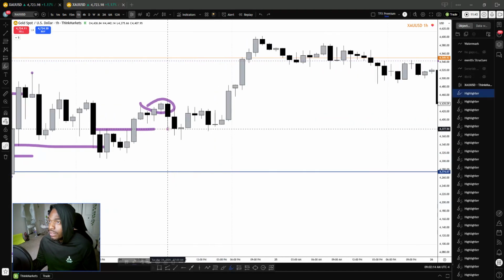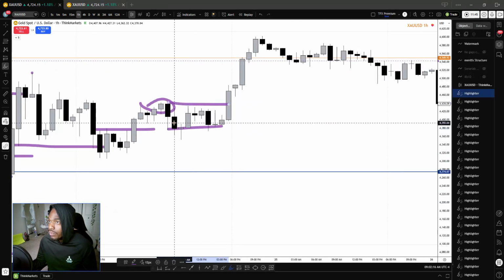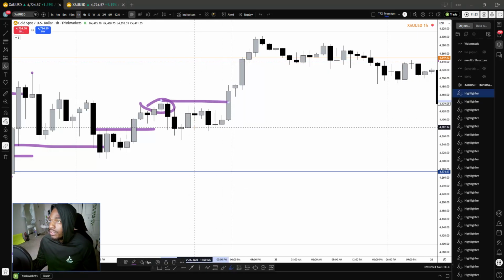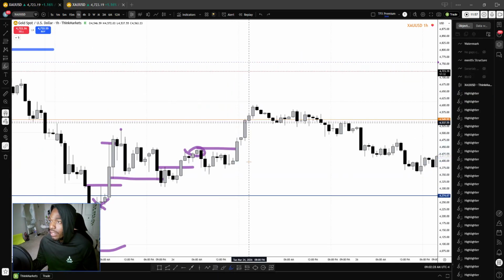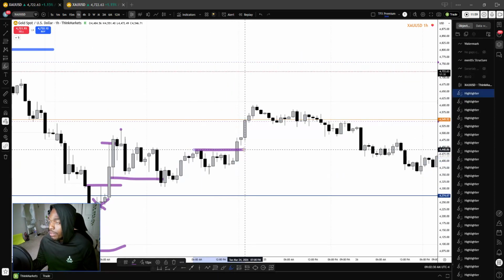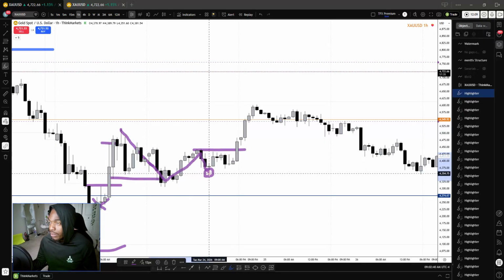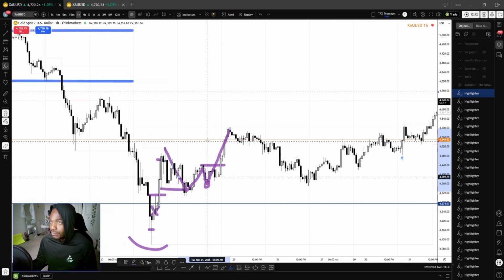Everything that we see as far as candles go for the next 1, 2, 3, 4, 5, 6, 7, 8 candles, for the next 8 hours, those are all inside candles of this overall candle here. And then we get this break right there. So the break above this is also what told me this is a higher low. So now we have our lower high, higher low, lower high, higher low, higher high.